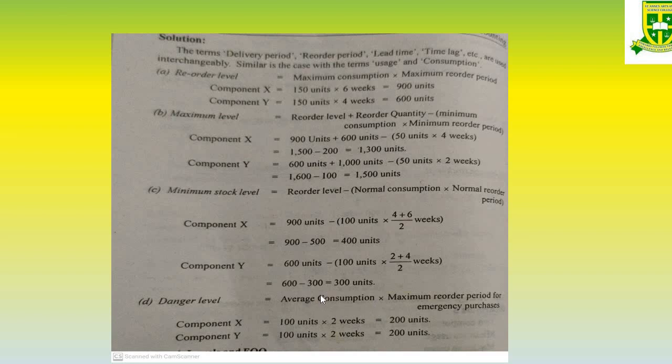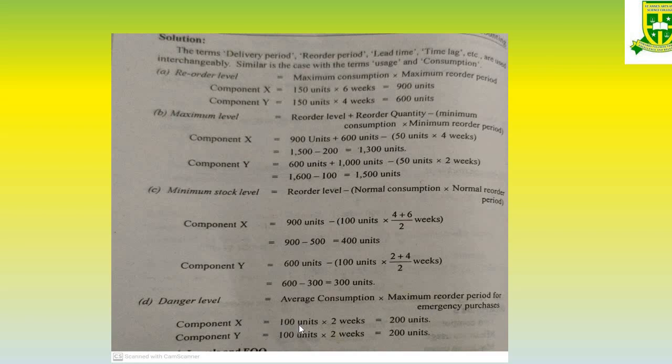Otherwise, there is another formula you can apply, but this is the easy formula. Just remember this formula alone. The last one is the danger level. Only if the question gives the maximum reorder period for emergency purchase can you find the danger level. The formula is average consumption into maximum reorder period.